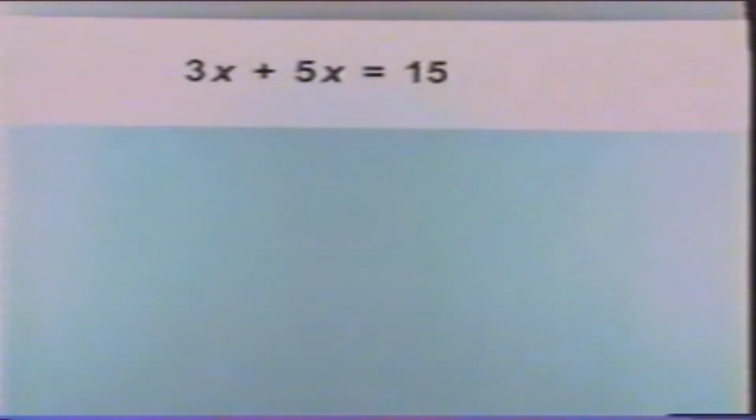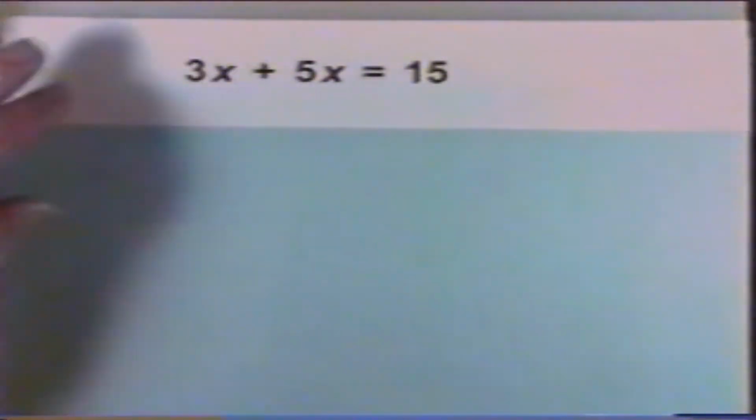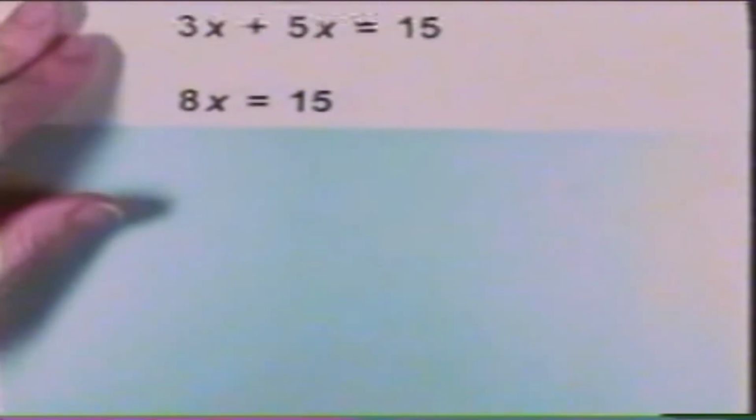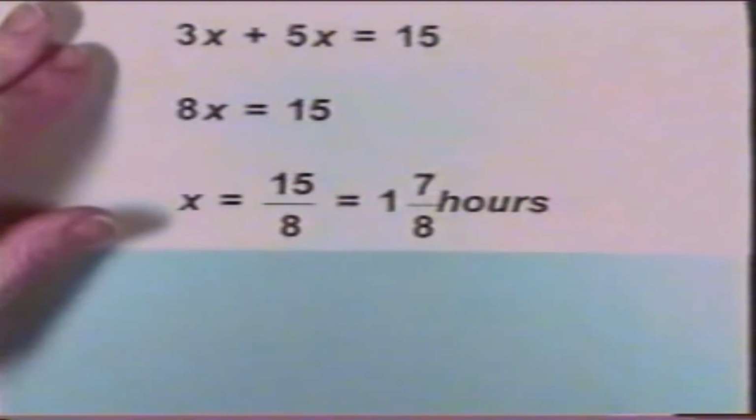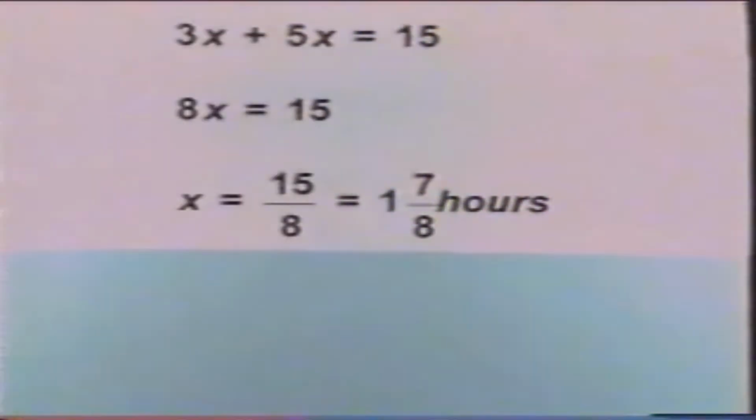Now this is a linear equation because there are no x squares in the equation. The only exponent we have is 1. So for a linear equation, all we're going to need to do here is to combine like terms. 3x plus 5x is 8x. And then to isolate the x, divide both sides by 8. x equals 15 over 8. And that reduces to the mixed number 1 and 7/8. And since the time frame for this problem was in hours, that means it takes 1 and 7/8 hours for the two of them working on the review sheet together.